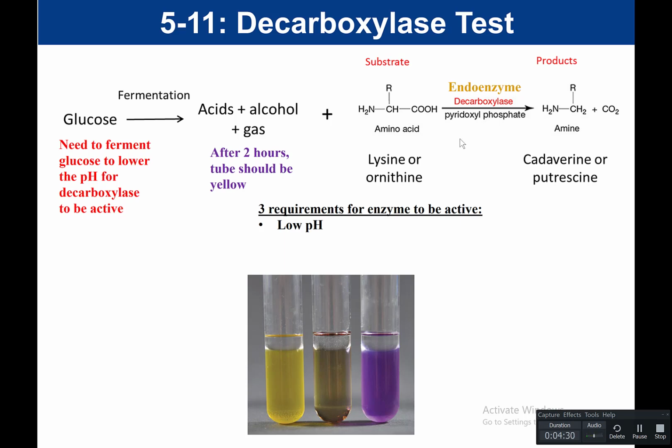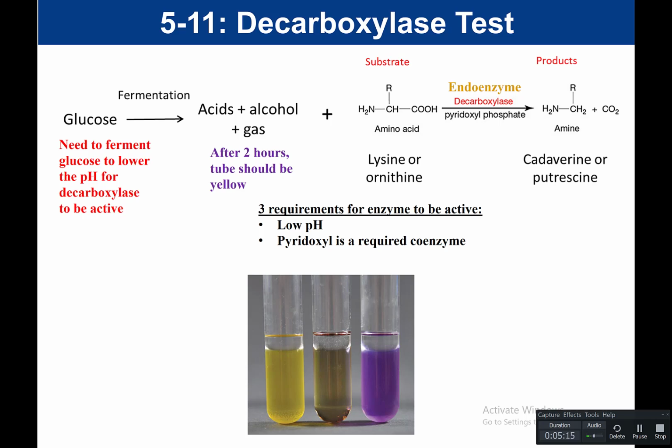So now, thinking question: can you do this test the way it's designed on an organism that is non-saccharolytic, meaning one that doesn't use sugar? And the answer is no. The bacteria have to be able to ferment the glucose in order to decrease the pH for the decarboxylase to even be active. So if you're using an organism that is non-saccharolytic, this test is not likely to work. Or if you forgot to add glucose, this test would not work, because you need those acids to be produced in order for the decarboxylase to be active. So one requirement is that we have a low pH.